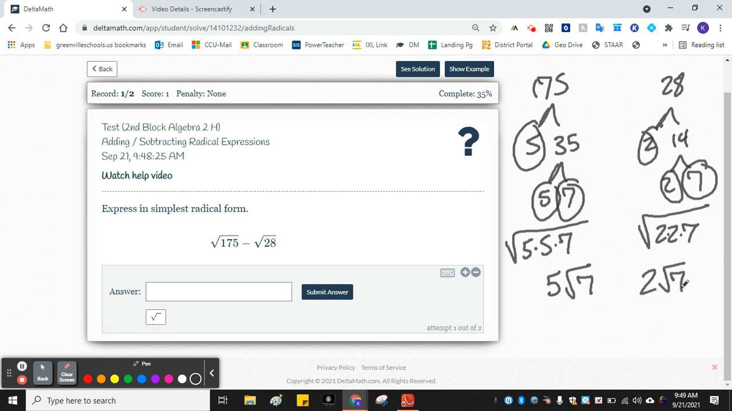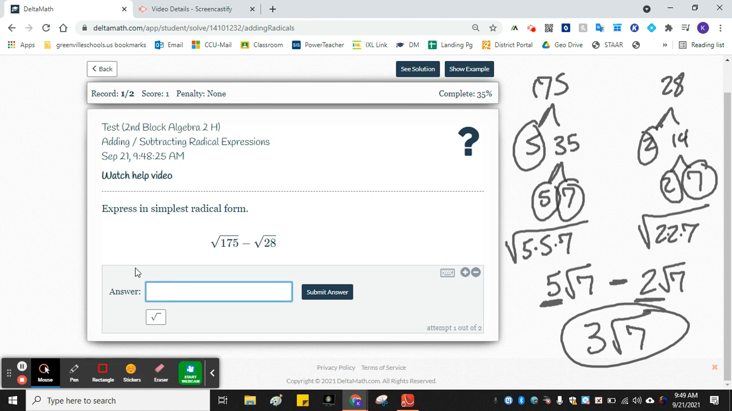2 square root 7, and we are subtracting them. Make sure you put it in the right order. 5 minus 2 is 3 square root 7. They are like terms. They're both the square root of 7, so you add or subtract the coefficients depending on the signs. So we have 3 square root 7.